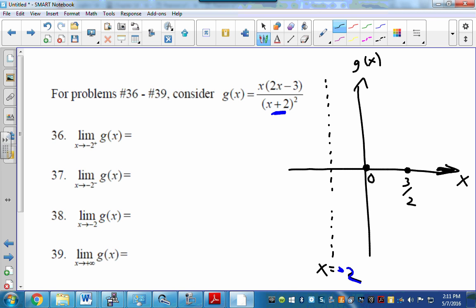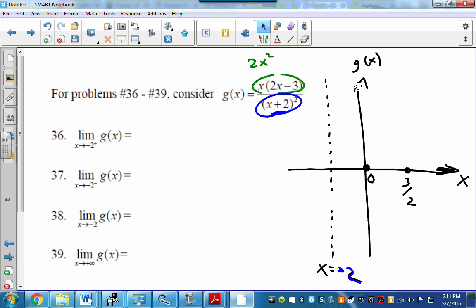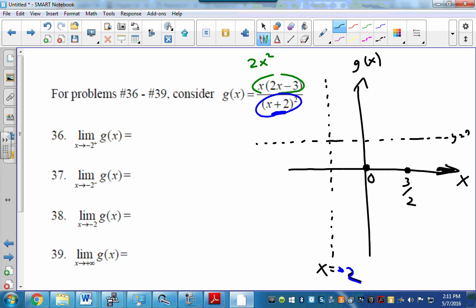Okay, and behavior. Well, if we were to look at the highest power here, we note that this is a 2x squared, and we look at the one down at the bottom, we note that this is a 1x squared. So again, we're at 2 to 1, which means the end behavior is the same as in the previous problem. This is going to be y is equal to 2.